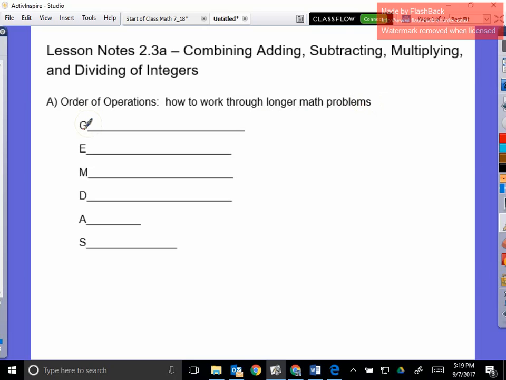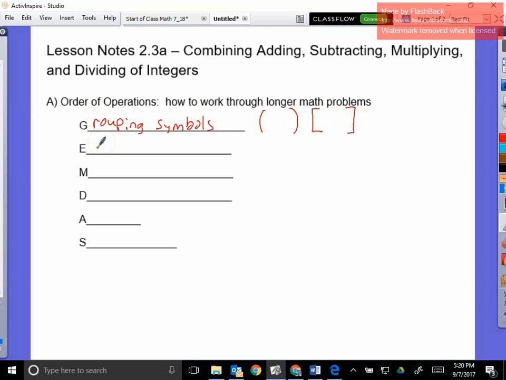Okay, so here we have GEMDAS. GEMDAS stands for some things. It tells us which order to go through to solve math problems. The G stands for grouping symbols, and grouping symbols include things like parentheses. I've seen a lot of you say that you always do what's in the parentheses first. That's awesome. But sometimes we have brackets and other stuff. So now that you're moving into higher math, instead of just calling this parentheses, we're going to call this grouping symbols.